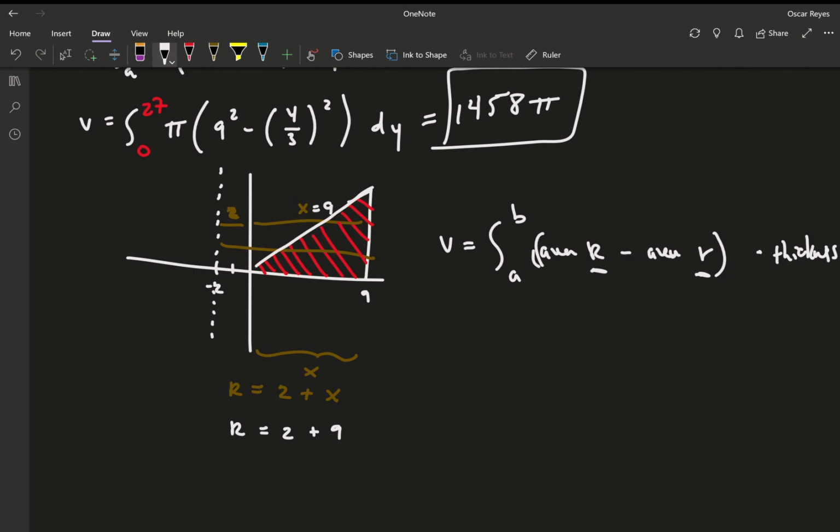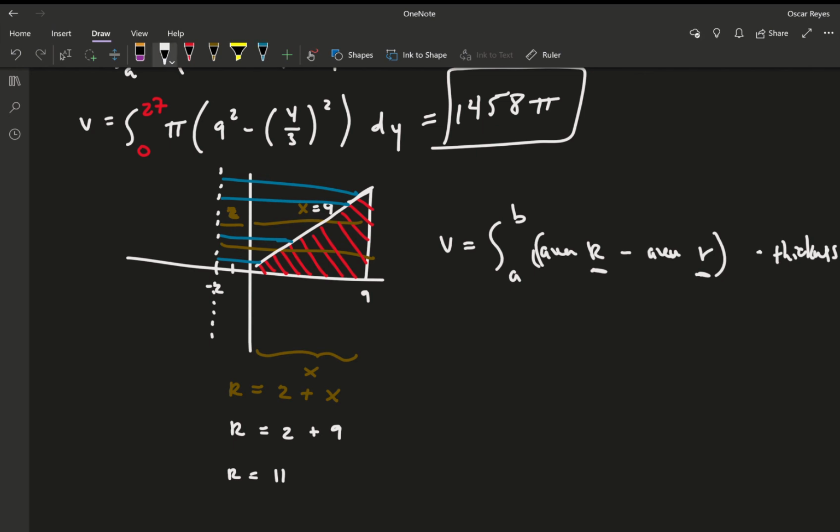So that's what our radius looks like. It's going to be 2 plus 9, which means our radius is going to be 11. Now, if we go ahead and look at it here, which is here to here, as you can see, our radius changes every single time we draw the cross section for our little r.